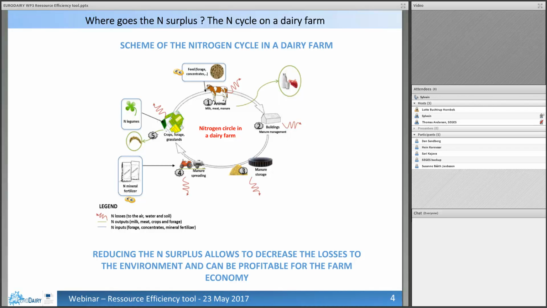And all these losses explain the nitrogen surplus. So reducing the nitrogen surplus at the farm scale allows to decrease the losses to the environment and can also be profitable for the farm economy. For example, improving feed efficiency among dairy cattle herds offers an opportunity to address two main issues for dairy farmers. On the one hand, feed costs are an important threat to dairy farmers' profitability, and on the other hand, there is a greater emphasis being placed on reducing the negative impacts of dairy production on the environment, to lower greenhouse gas emissions, for example, and nutrient losses to the environment associated with cattle production.